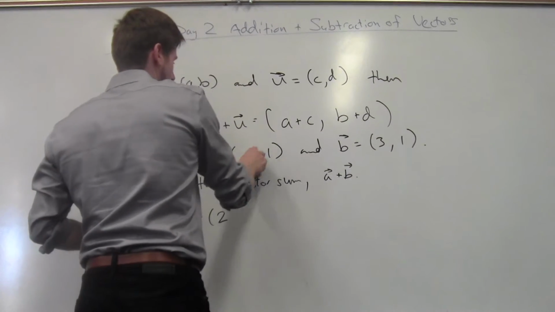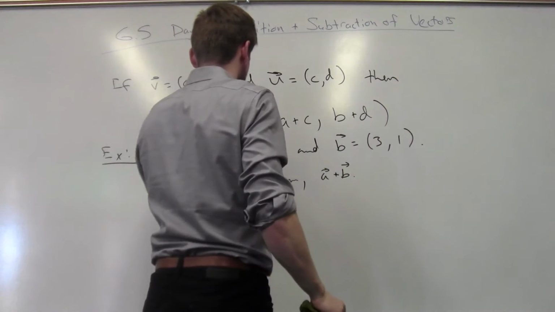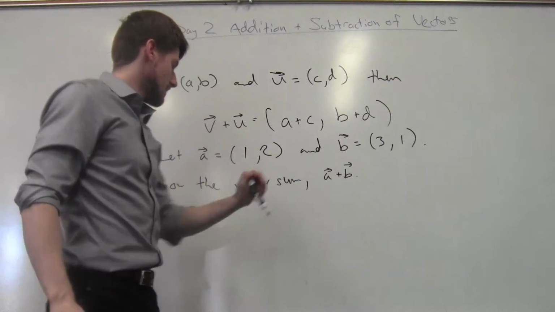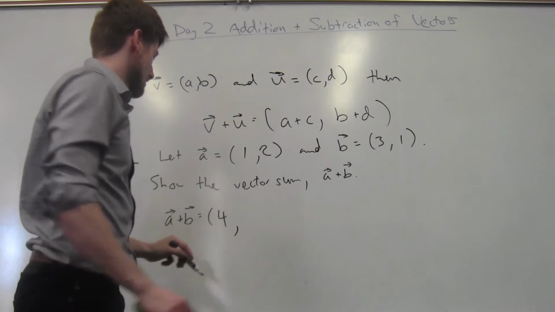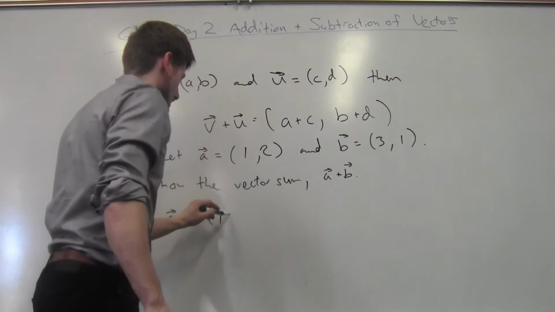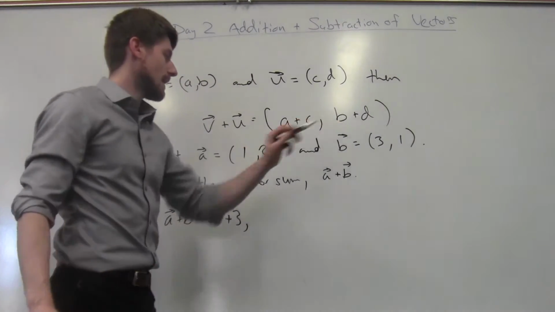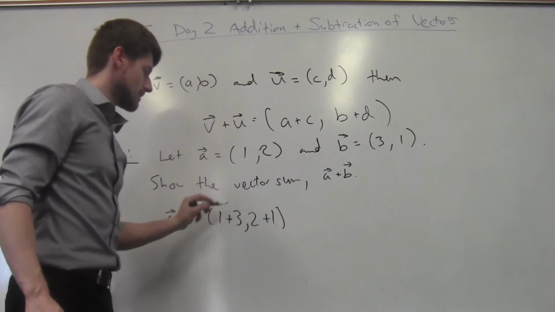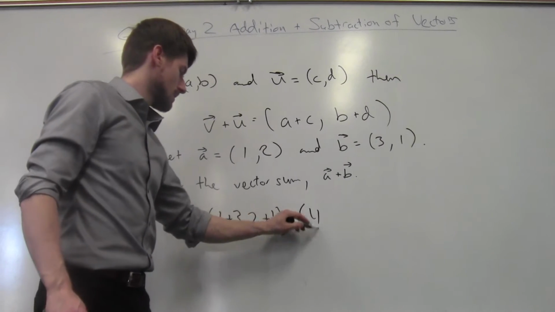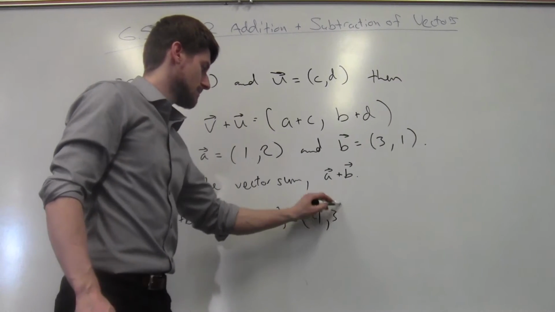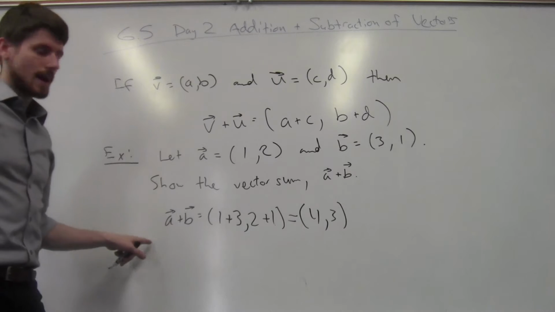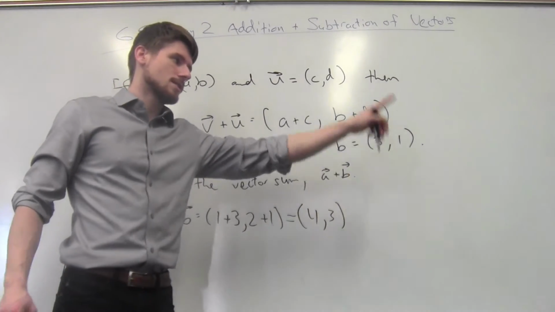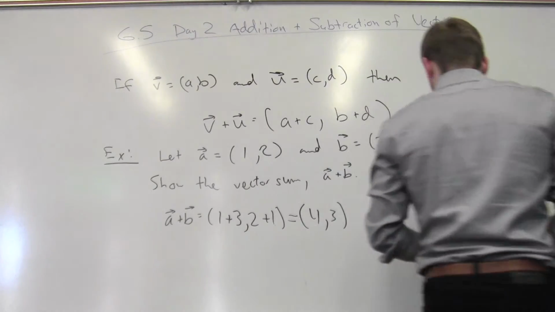I wanted to make this 1, 1, 2. Let's make that 1 and 2. Okay. First coordinates together, 1 and 3, which is 4. Let me write it out. 1 plus 3, and we add the second coordinates together, 2 plus 1. 1 plus 3 is equal to 4, and 2 plus 1 is equal to 3. So the resulting vector, when you add them together, is 4 in the x direction, 3 in the y direction.